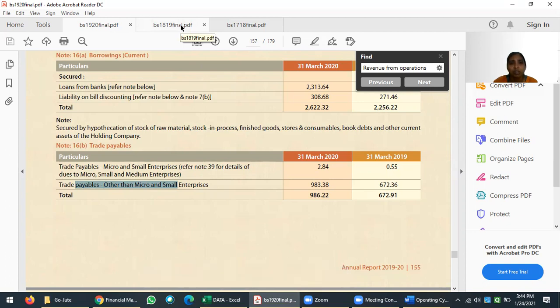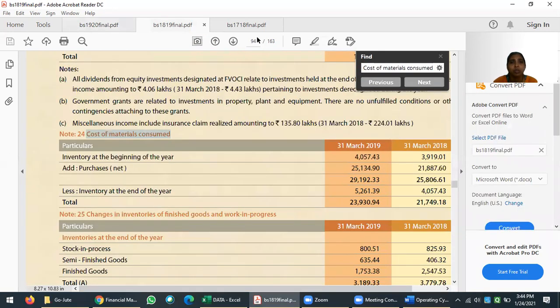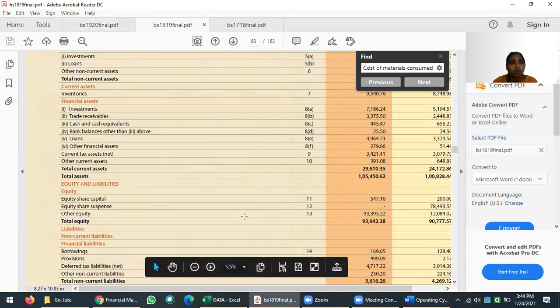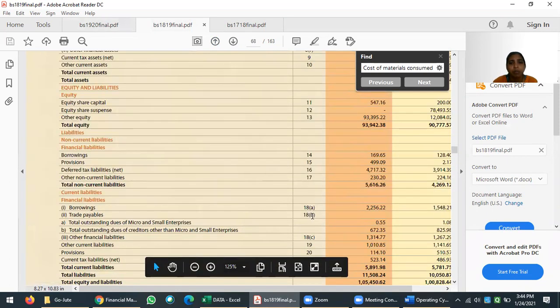Okay, so now I will show the same data for 2018-19, since the next two years' data is remaining. That we'll see. First I have to go to the balance sheet, page number 68. This is 68 in front of you, and if you see trade payable, it is in 18B.